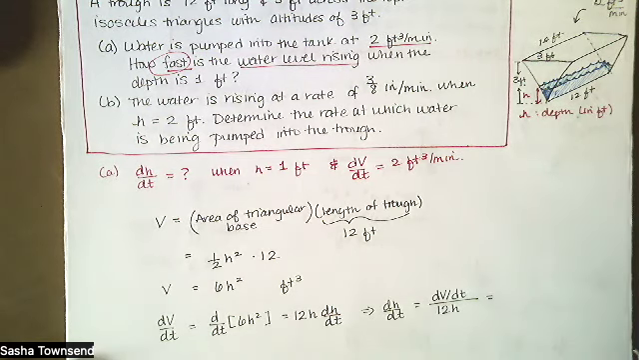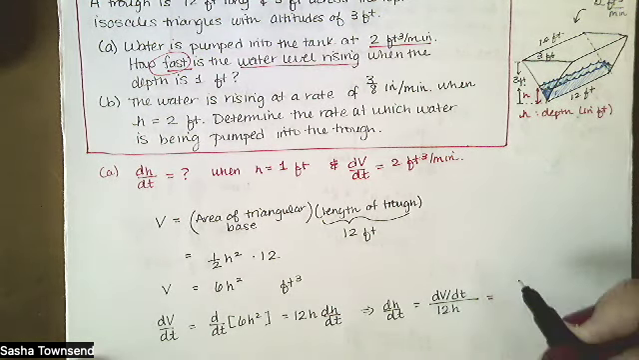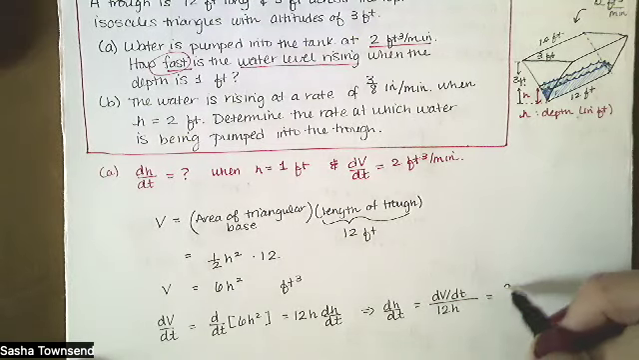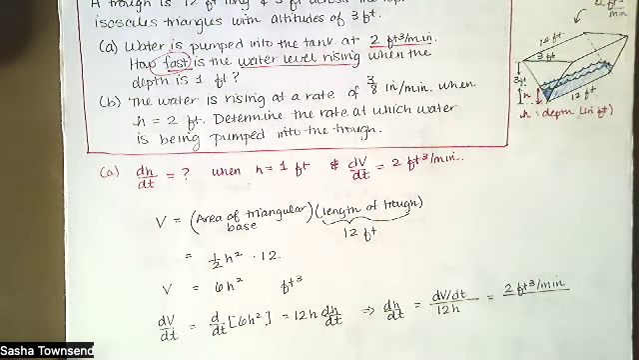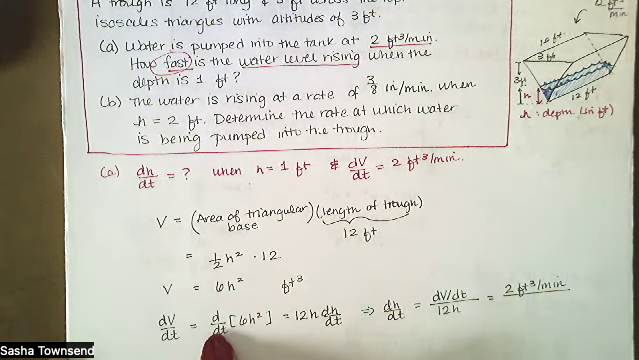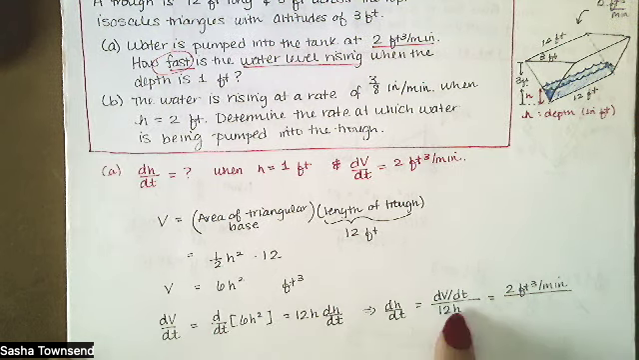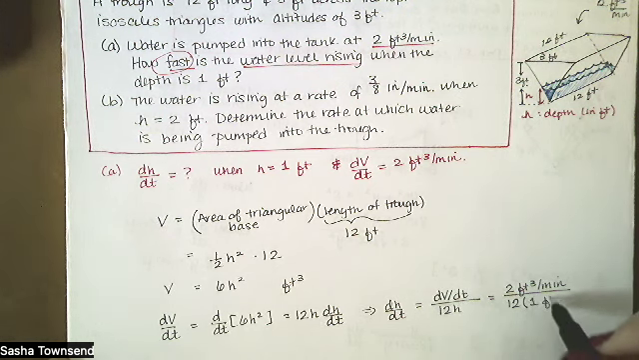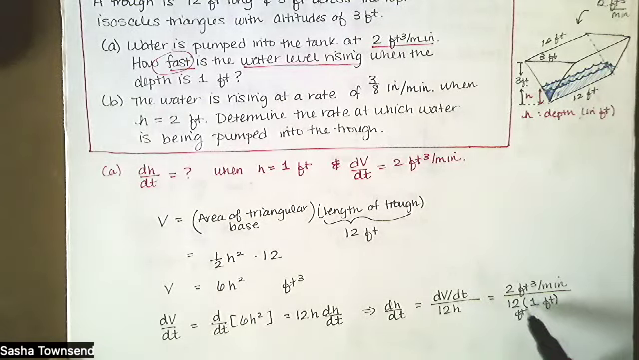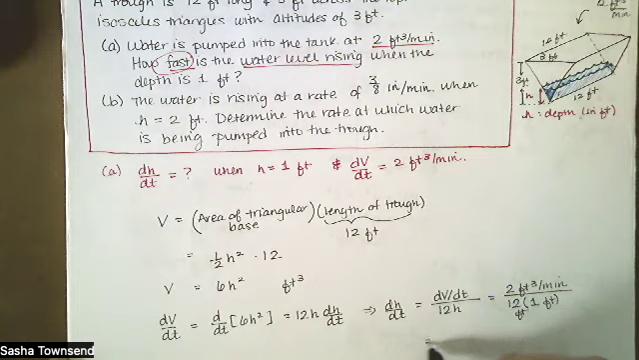And that dV/dt is 2 cubic feet per minute, and 12h, I hope that that's square feet. I think it is. h is in feet, and that 12 is also in feet. It's going to be 12 times 1 foot, and the 12 is also in feet. So we have 12 square feet in the denominator. So you have 1/6 of a foot per minute.